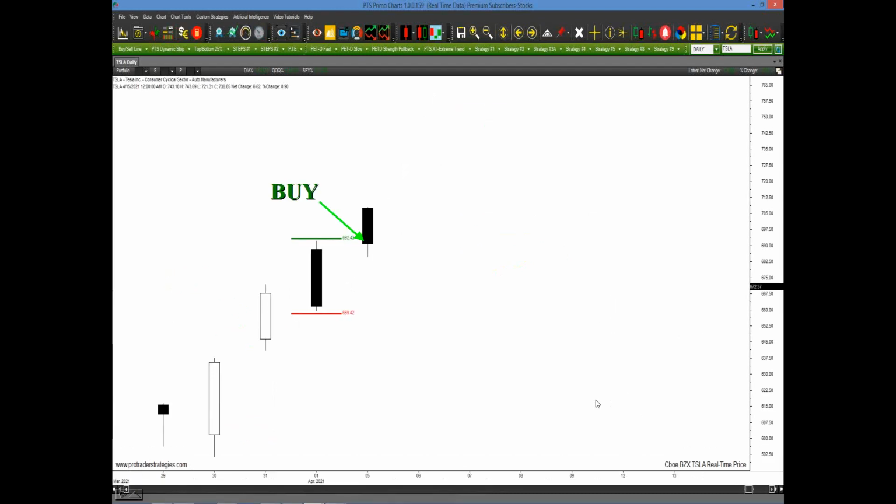Let's look at Tesla. This was last month. A bracket trade setup was formulated on the very 1st of April. This wasn't an April Fool's joke. You would have gone long roughly at 692, roughly, okay? And your stop is down here at 659.